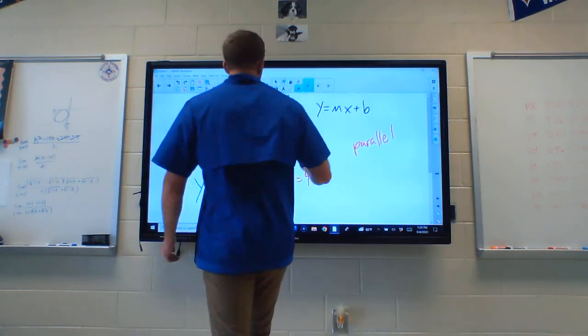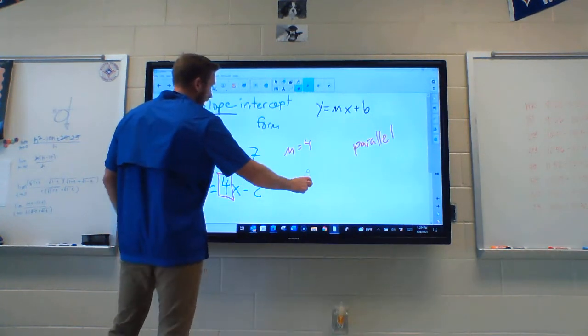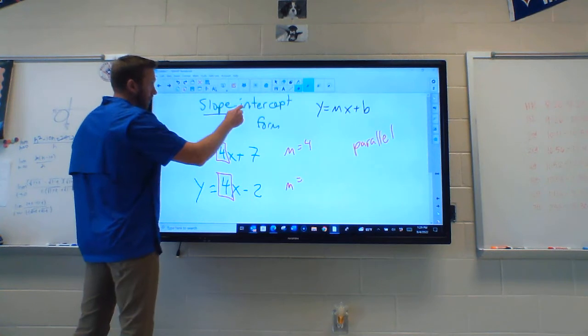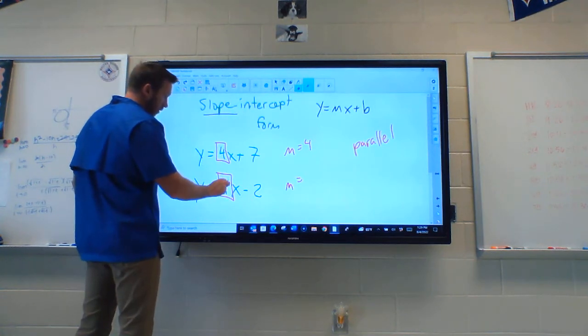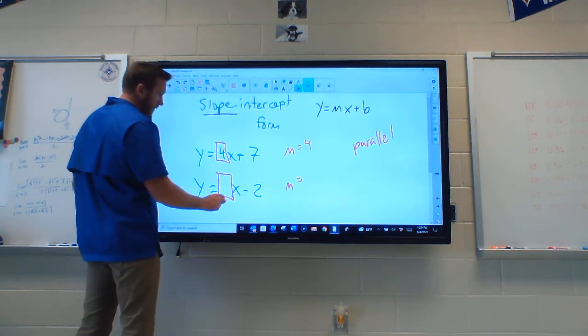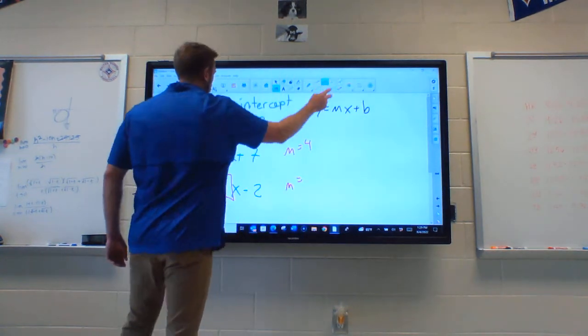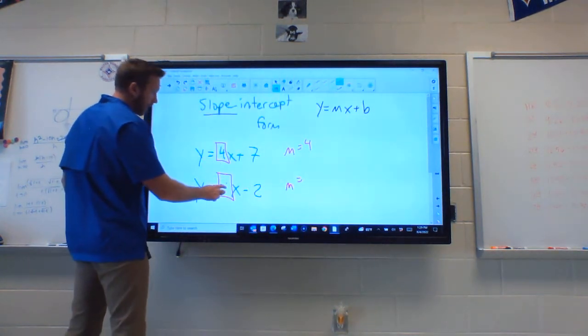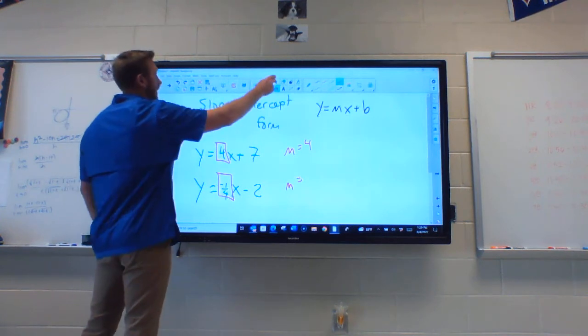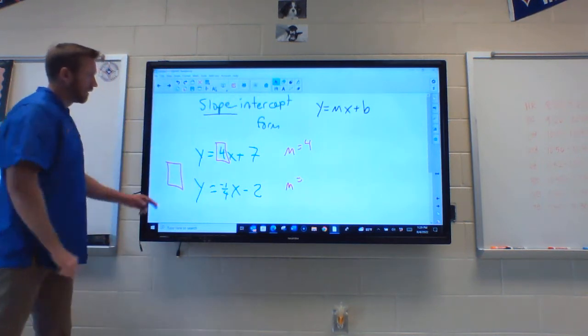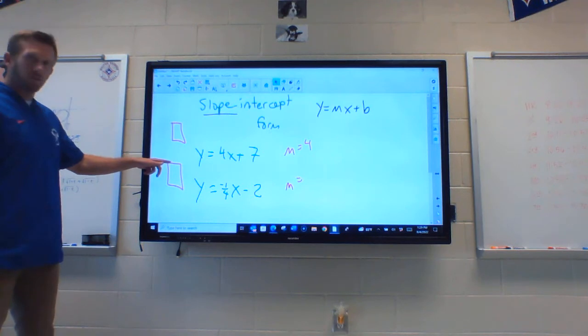Let me make some changes on this board really quickly. Let's say I were to change this number right here. No longer is it 4. Now we'll say this is negative 1/4 x. So this equation and this equation are given to us.